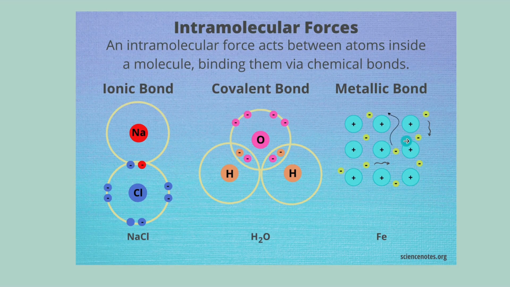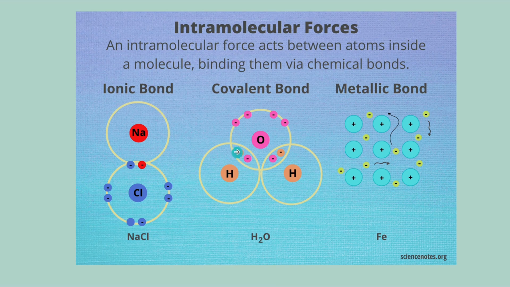So bonding, there are three types of bonds: ionic, covalent, and metallic. In an ionic bond, the atoms will not share electrons. One atom will give away an electron to the other. In this one, the sodium atom has given away its electron to this chlorine atom, which we'll talk more about later. In a covalent bond, electrons are shared.